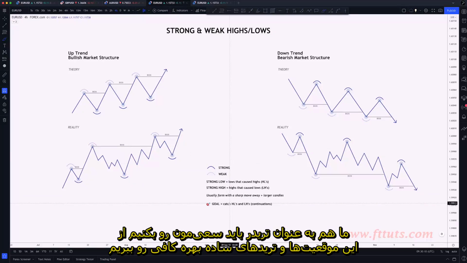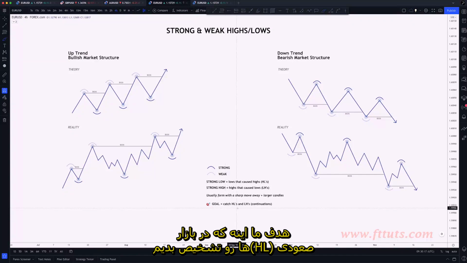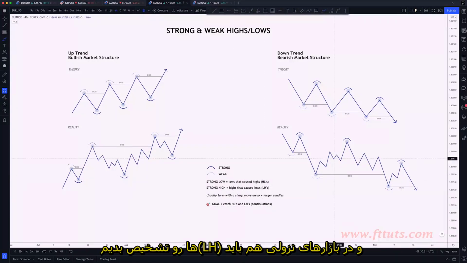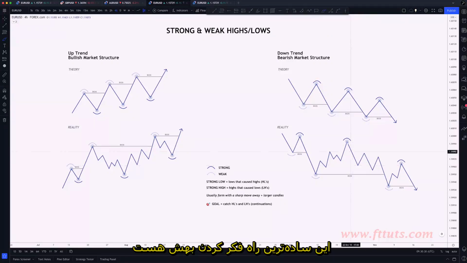If you think about it, our goal as traders, if we're trying to trade those easy trades, trade those continuations, is to catch higher lows in a bullish market. We want to catch all of these strong lows, and we want to catch lower highs in a bearish market. We want to be trading from here and then targeting those weak lows. That's the simplest way to think about it.